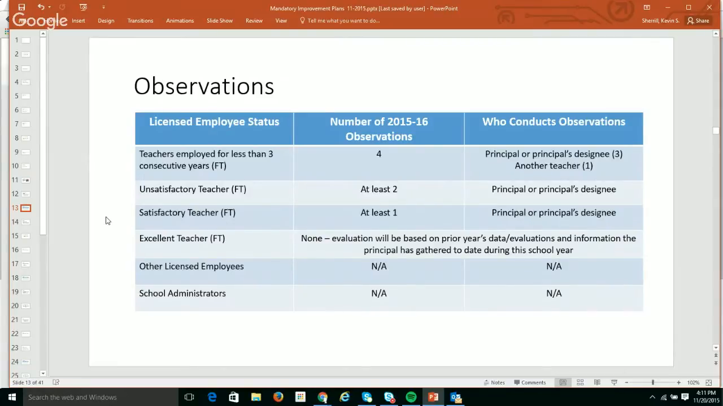For other licensed employees, so for example, for your part-time teachers, you don't have an observation requirement. You are going to have to evaluate them, but you don't have to observe them first. And for school administrators, that for you and your APs, there probably won't be observations, but you'll still need to do evaluations, and we'll get to that slide in a second.